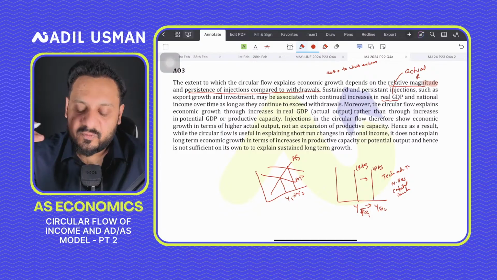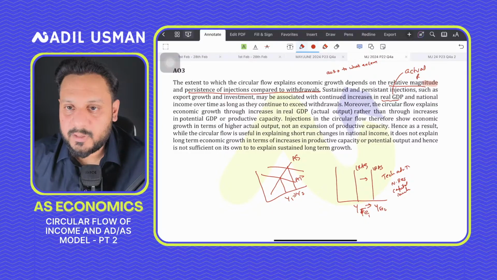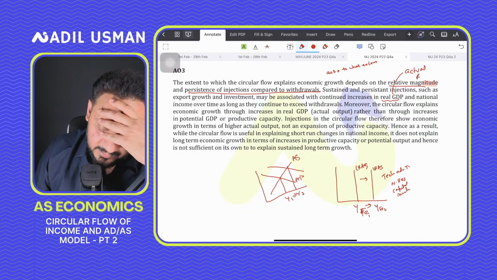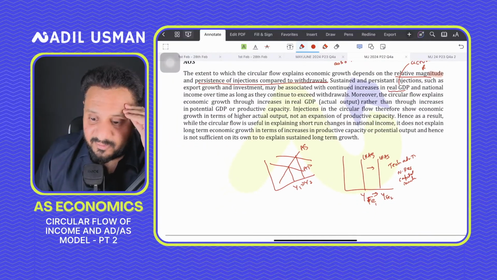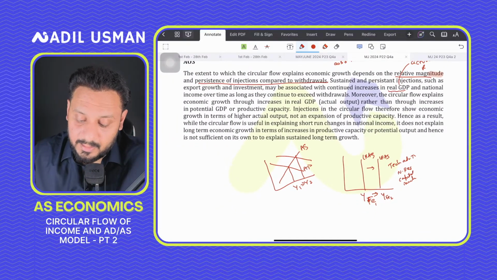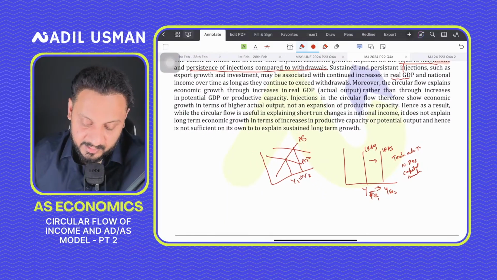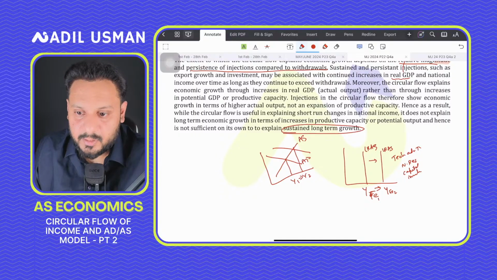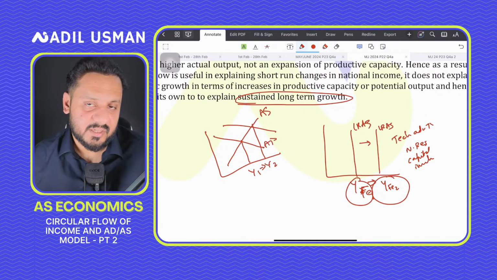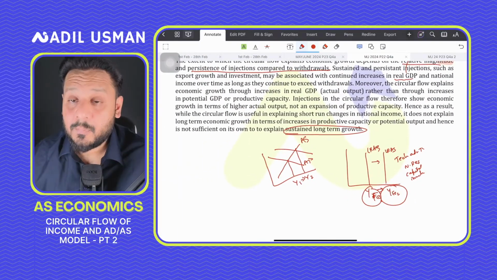It fails to take into account all those factors that could potentially increase potential GDP or productive capacity. So it does explain short-term changes in national income and real GDP, but it does not explain long-term economic growth in terms of increasing productive capacity. It fails to explain sustained economic growth. That is, a movement from YFE to YFE1 to YFE2 is basically sustained economic growth. That is a rise in productive capacity, or you can say a rise in potential output basically.